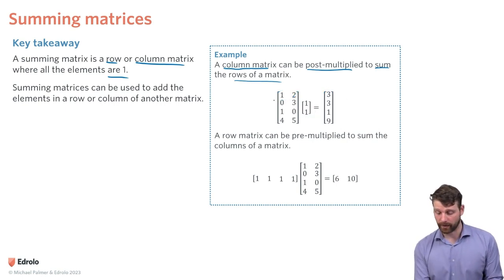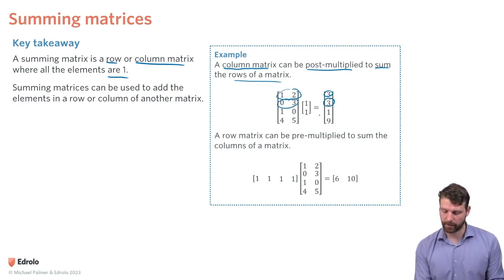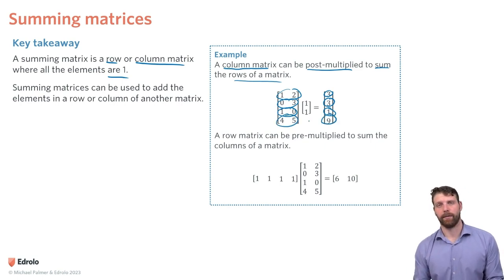And so, yeah, let's verify that it worked. So 1 plus 2 is 3, 0 plus 3 is 3, 1 plus 0 is 1, and 4 plus 5 is 9. So that matrix did indeed add up the rows.